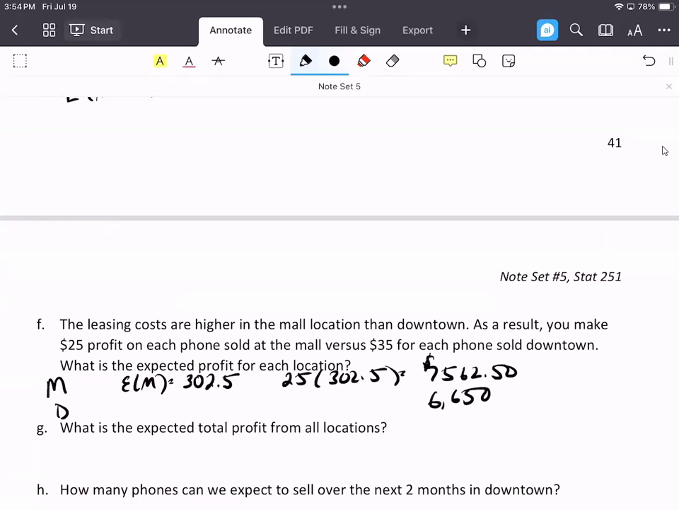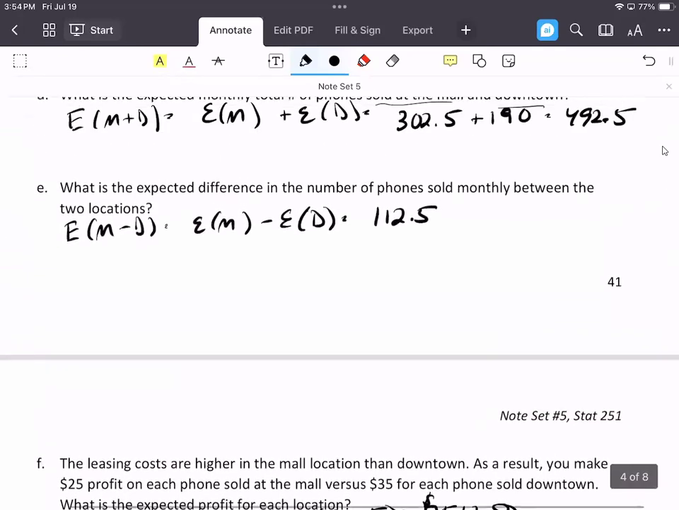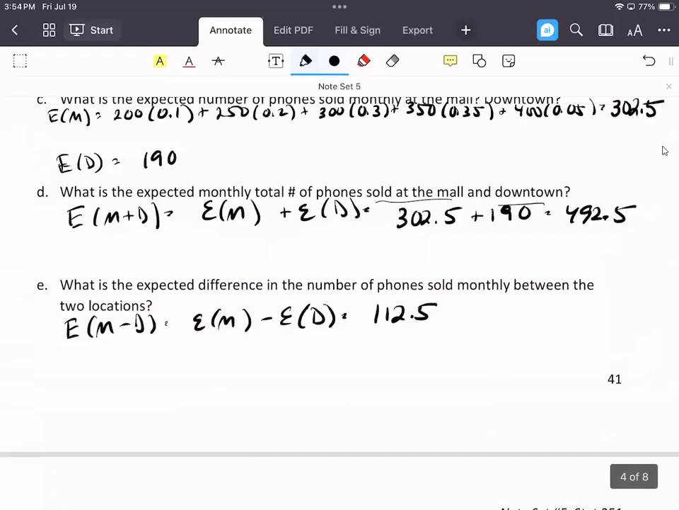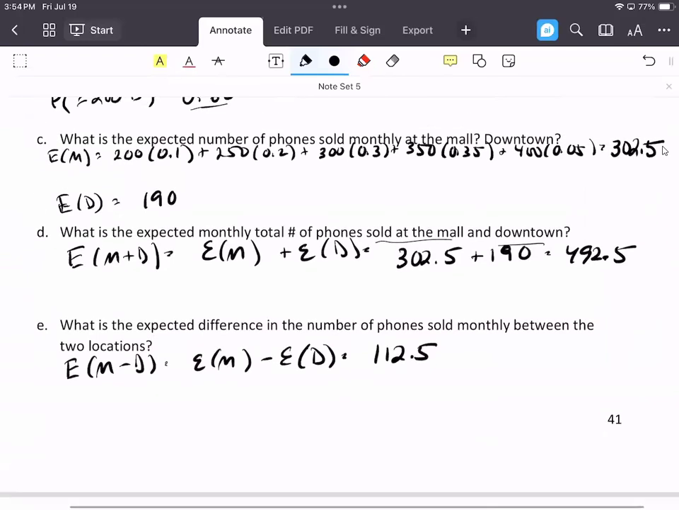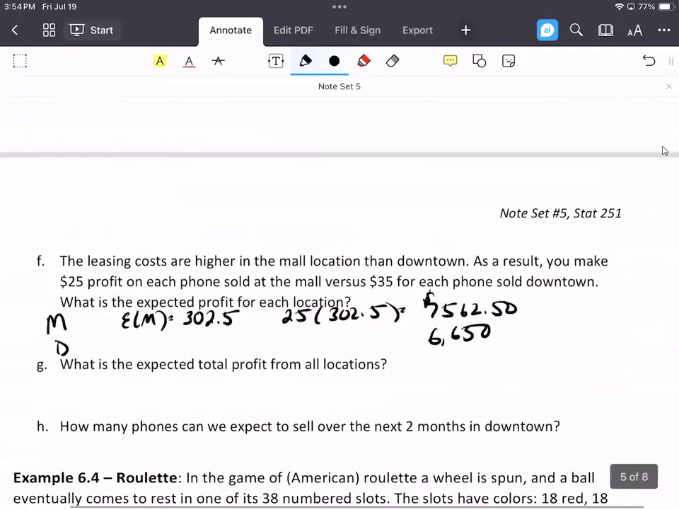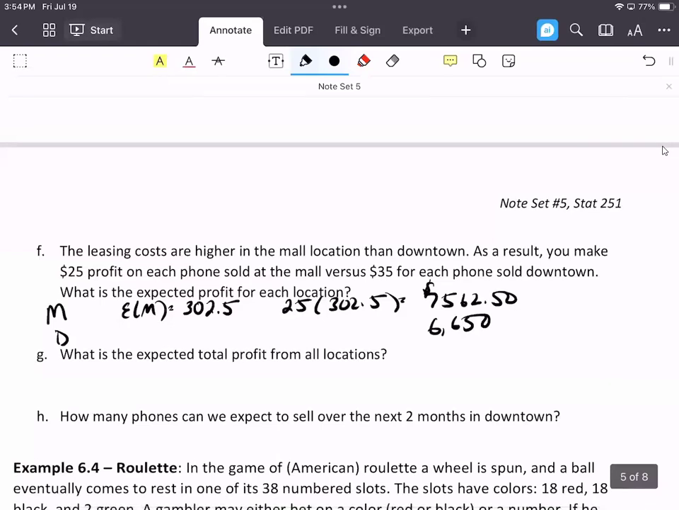$6,650. Are those closer than you expected? Or are they farther, or are you probably not necessarily thinking about it in terms of that? But if we look at the counts, it seems like the mall is going to sell a lot more phones. But remember, the mall is also more expensive to maintain that store or to rent that space. So your profit ends up not being as high.